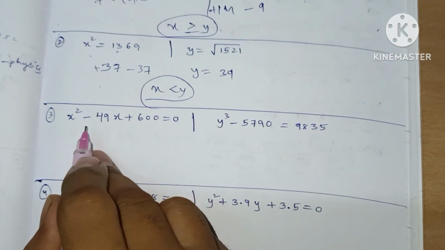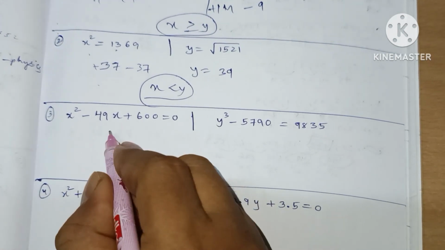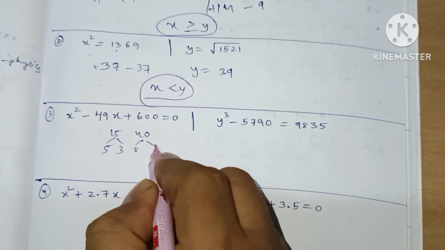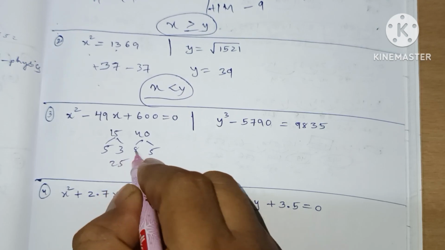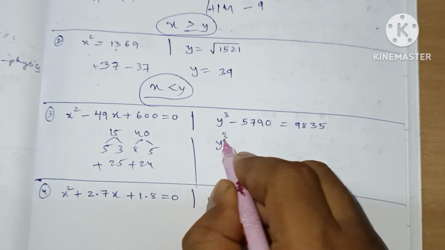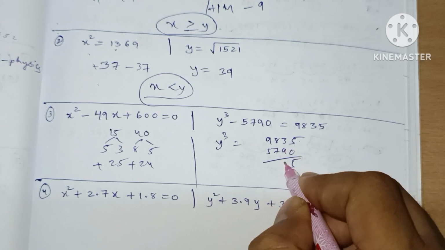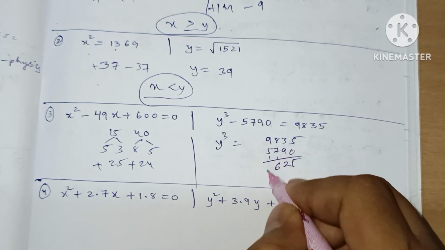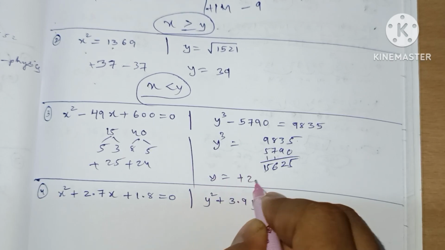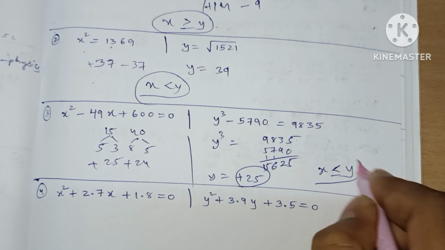Next question. Here it is 600. 600 means 1540 times. So 5 into 3 into 8 into 5. 5 times 25, 8 3 times 24. We get 49. So the roots are plus 25 and plus 24. Here y cube equals 9835 plus 5790. It will be 15625, which is nothing but y value will be plus 25. So by comparing these two, it is clear that x is lesser than or equal to y.